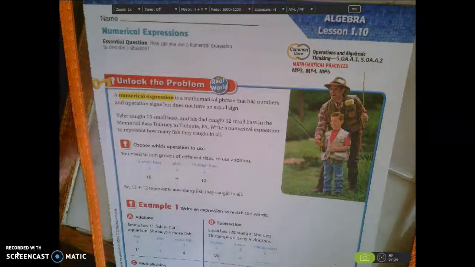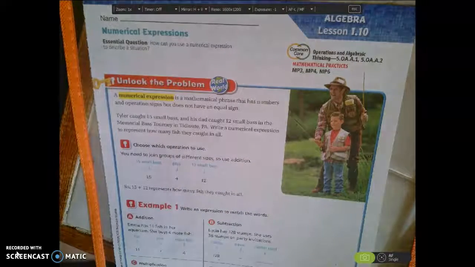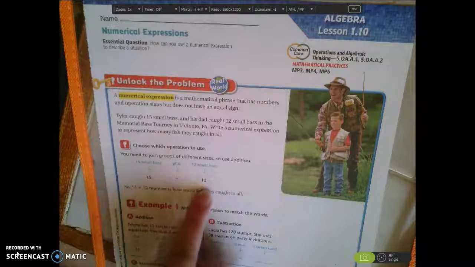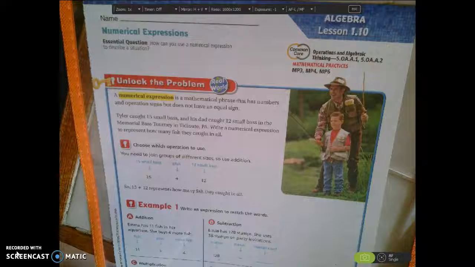So if we look at this, unlock the problem. It says, Tyler caught 15 small bass, and his dad caught 12 small bass in the Memorial Bass Tourney in a town in Pennsylvania. Write a numerical expression to represent how many fish they caught in all. So here it says choose which operation to use. You need to join the groups of different sizes. So you're going to use addition. So 15 small bass plus 12 small bass. So 15 plus 12 represents how many fish they caught in all.